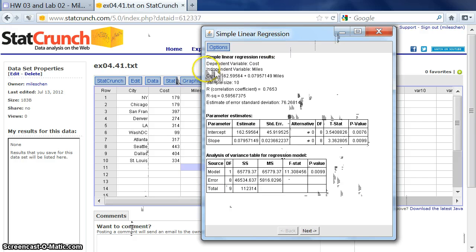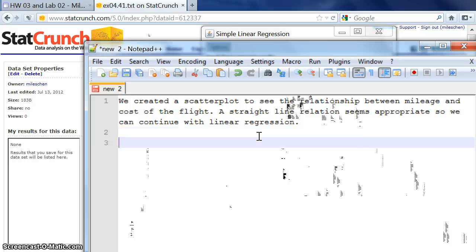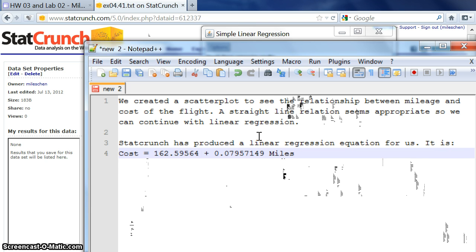We can see the linear regression equation produced right there. So it says cost is equal to 162 plus 0.07957,149 times miles. Okay, so I'm going to write: StatCrunch has produced a linear regression equation for us. It is, the cost is equal to that, and we want to make an interpretation for this.